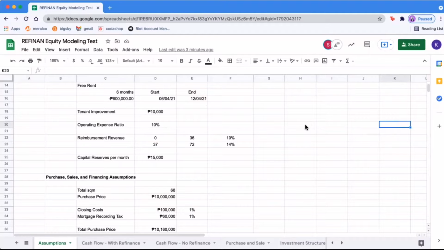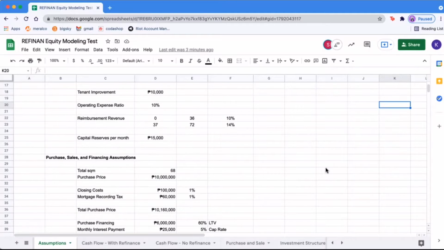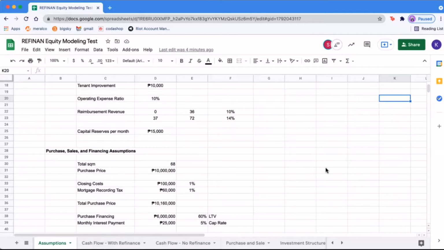So for the tenant improvement, it's at 10,000 pesos. Operating expense ratio, it's at 10%. Reimbursement revenue from columns 0 to 36 will be at 10%. And from columns 37 to 72, it's at 14%. You will see that in the cash flow later. So for the capital reserves per month, it's at 15,000 pesos.